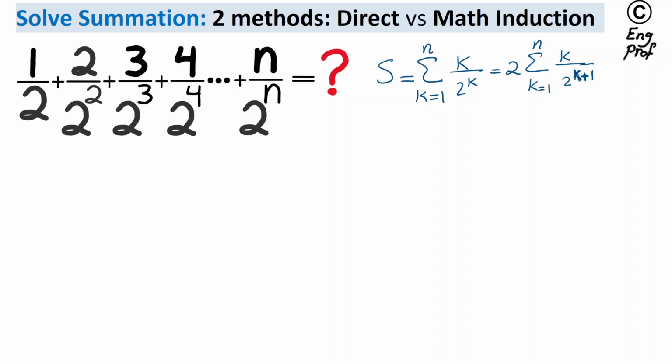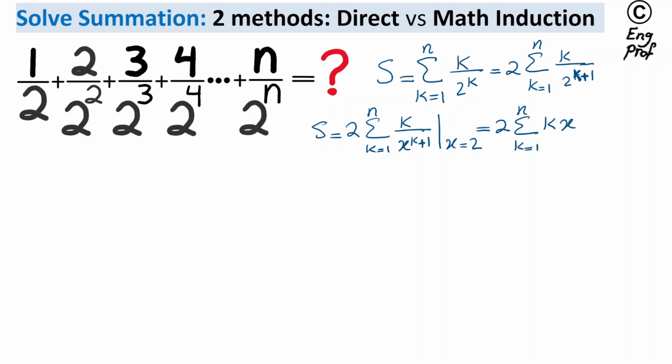Now I can rewrite this summation in this format: 2 times sigma k from 1 to n of k over x to the power k plus 1, where x is 2. It's the same thing, and of course this can be rewritten again as sigma k from 1 to n of k times x to the minus k minus 1, when x is equal to 2.